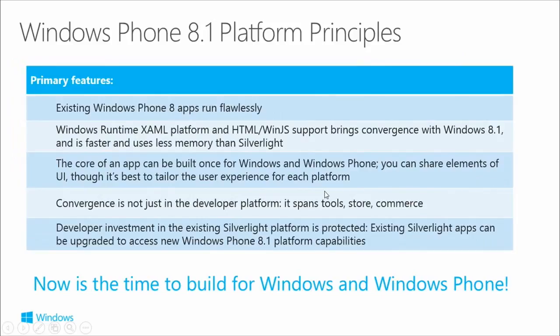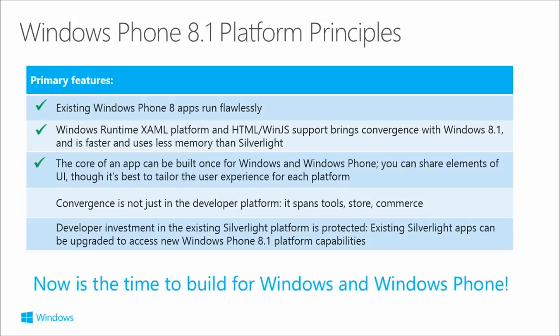So in summary, the key deliverables for Windows Phone 8.1 are, first of all, that all your existing Windows Phone 8 apps will run flawlessly. Back compat is non-negotiable for us. Everything you've got up to now will keep on running on a Phone 8.1 device. Then we've got this Windows Runtime XAML platform and the WinJS platform that brings convergence with Windows 8.1. And actually, if you want the true convergence, you're going to want to use this one. They perform better, they've got more features, and they run faster and use less memory. It is better than the Silverlight platform.